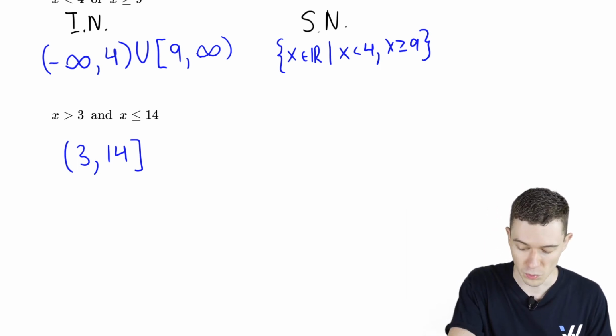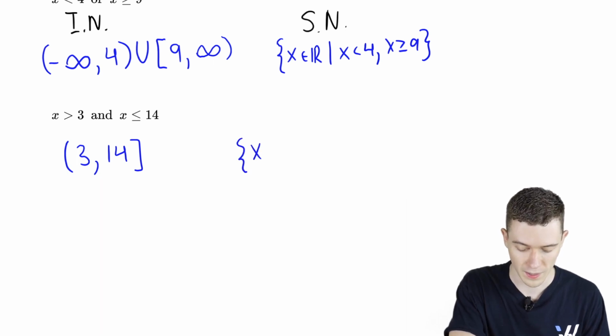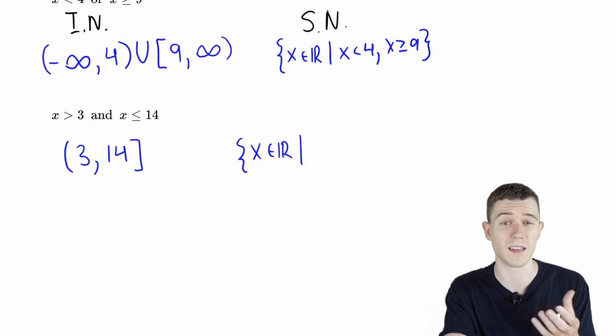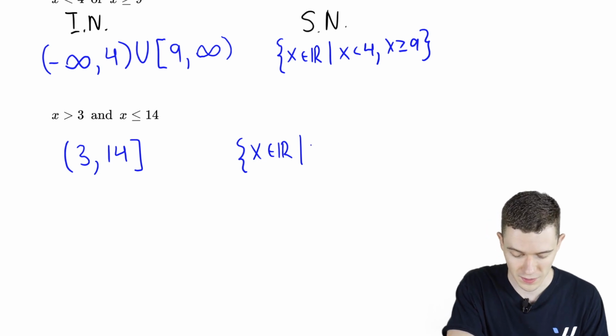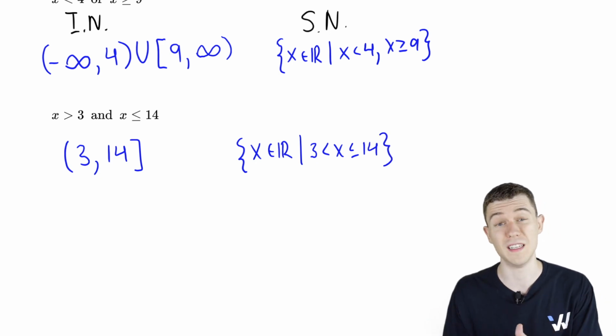Now let's go ahead, we'll write this also in our set notation, very similar here. x is a real number given that, and here we can just write this as a compound inequality. Let's just say 3 is less than x is less than or equal to 14, since again we're including 14 but not 3.